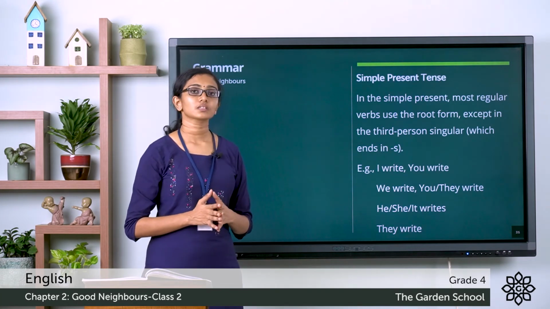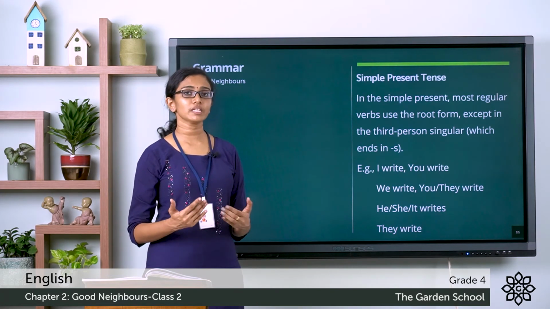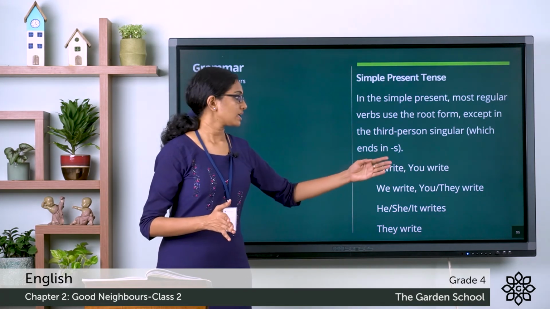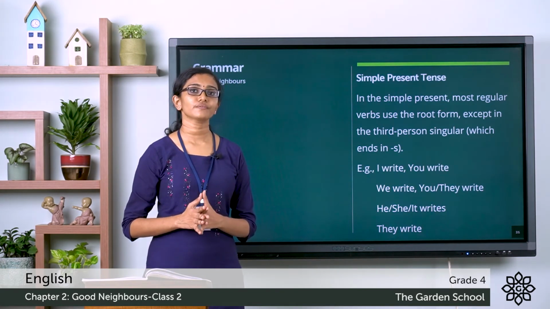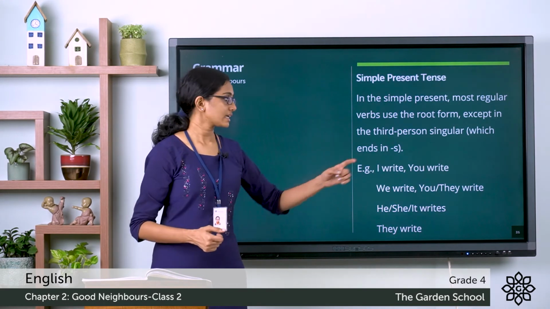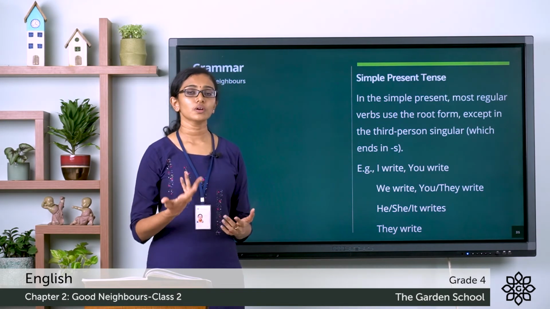We write. This is an example of a first person plural. We means more than one, right? And you or they write. So here, this is an example of second person plural. Here, you means more than one person. And they also mean more than one.